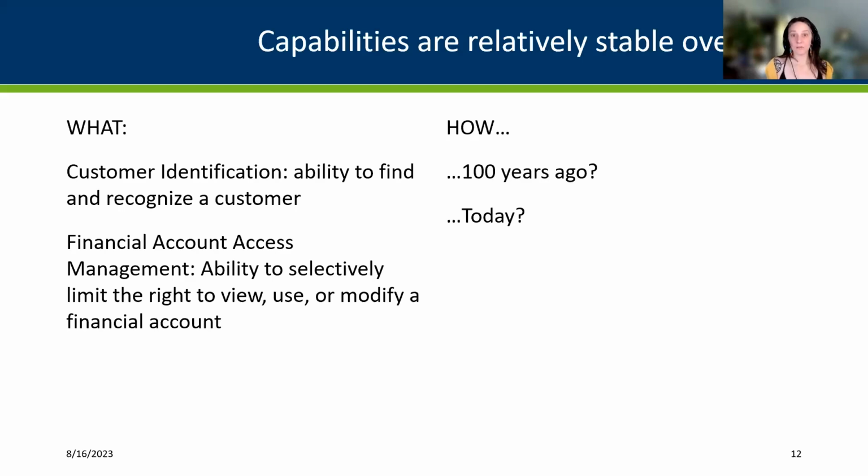As the scale of business has grown over the past 100 years, and the way that we operate has changed, now we are as likely to use somebody's fingerprint on their phone to recognize who they are. But at the end of the day, what we're trying to accomplish is the same thing. We want to be able to identify our customers. Same thing with financial account access management. How do you think that would have been done 100 years ago? And how do you think it's done today? How much has that one changed?